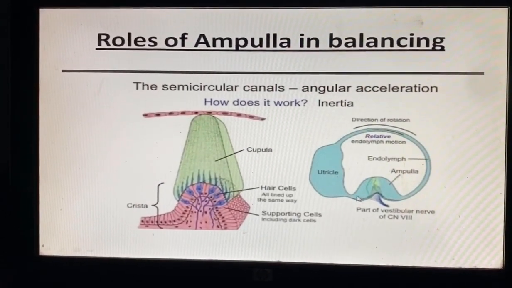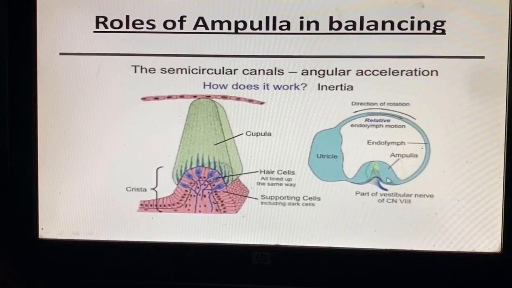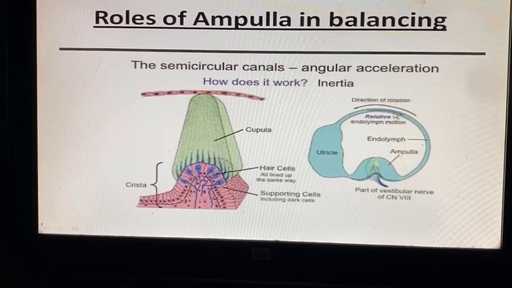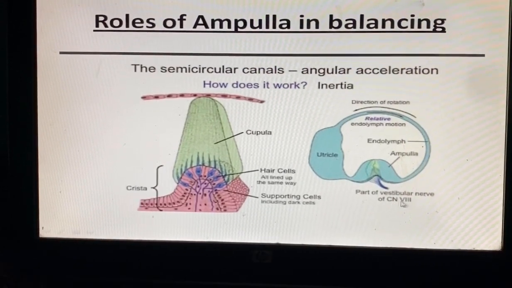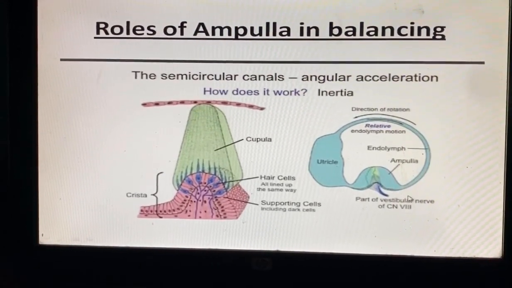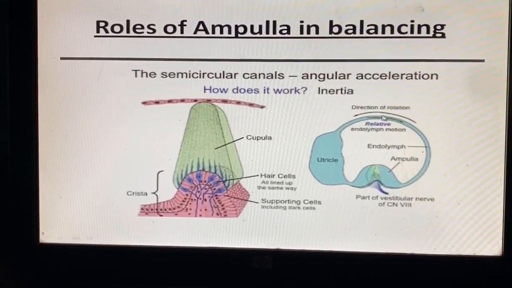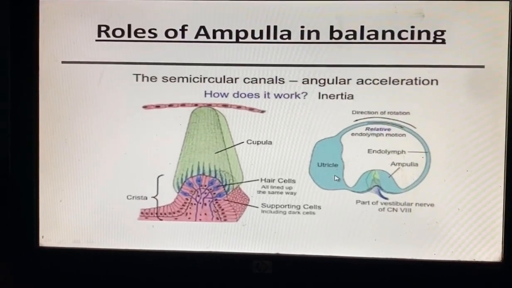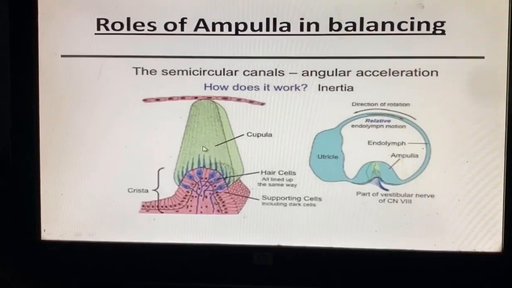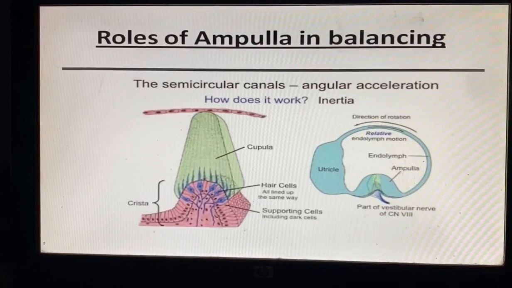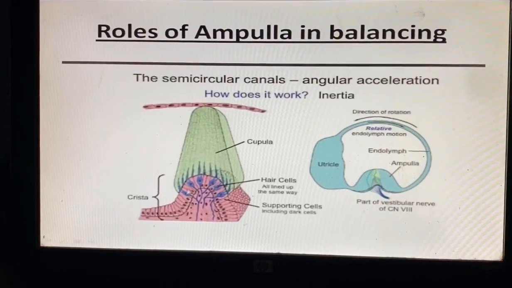Here is the section of the vestibular nerve of the central nervous system. This is the nerve called cranial nerve 8, or the auditory nerve, and this is the direction of the rotation, and this is the utriculus, and at the base you see the ampulla. This is the ampulla. Of course, you already have seen the structure, and these are the supporting cells for your detailed view.